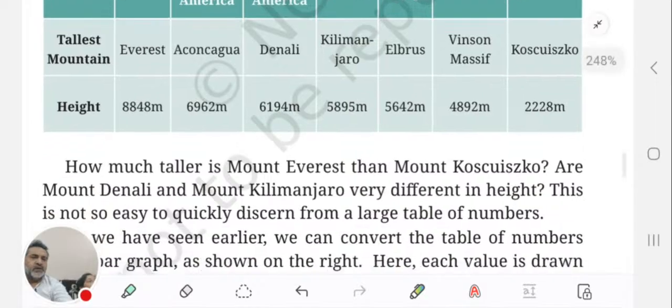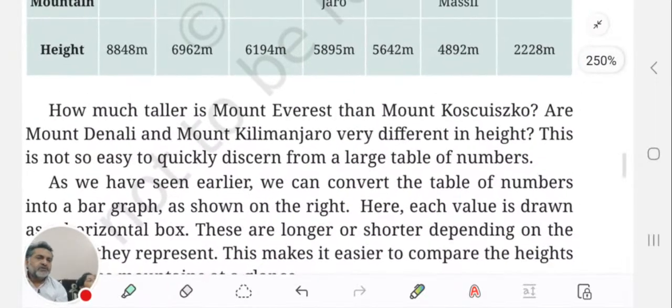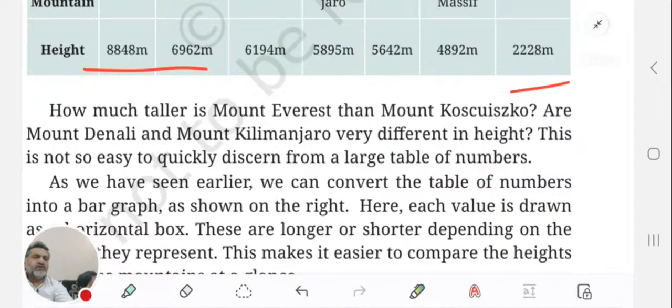2,228 meter. How much taller is Mount Everest than Mount Kosciuszko? તો 4 times. આ 8,000 છે ને આ કેટલો છે 2,000. એ જ રીતે Mount Denali and Mount Kilimanjaro very different in height. This is not so easy to quickly discern from a large table of numbers.